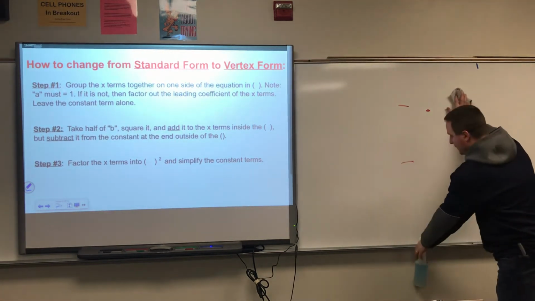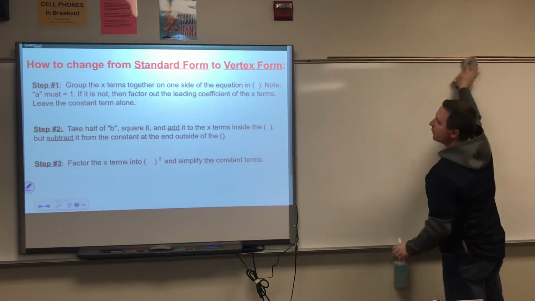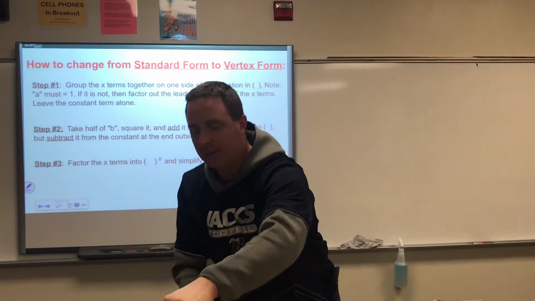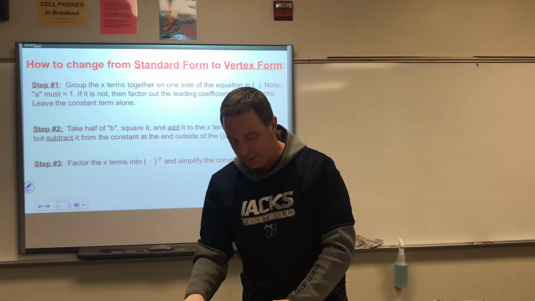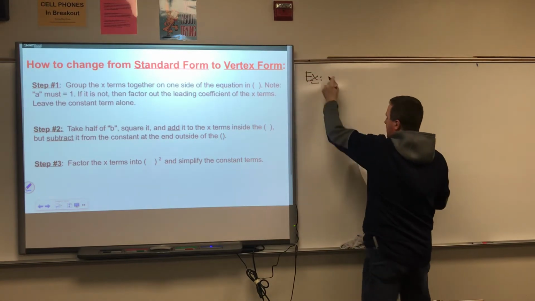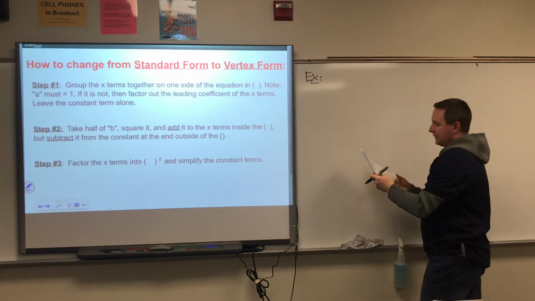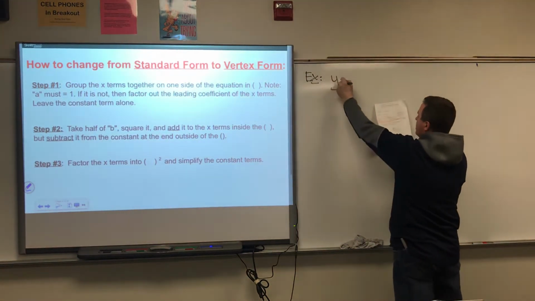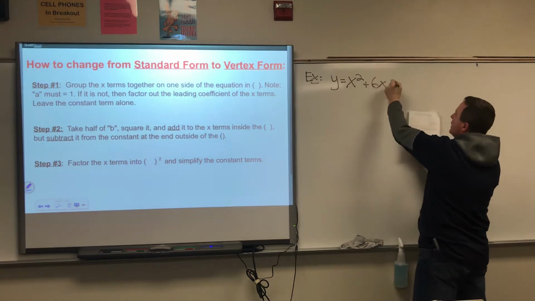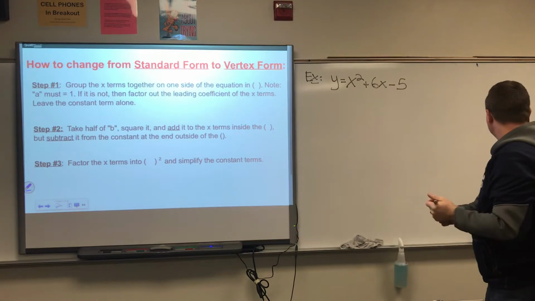Here are the steps that we're going to use to convert an equation from standard form to vertex form. And I'm going to do an example right along with this as we do it. I have 4 of them here, and 2 of them are the same. We're going to try to do 2 of each so we get some practice at it. Here's the first one though. It says y equals x squared plus 6x minus 5. Now that is definitely in standard form.